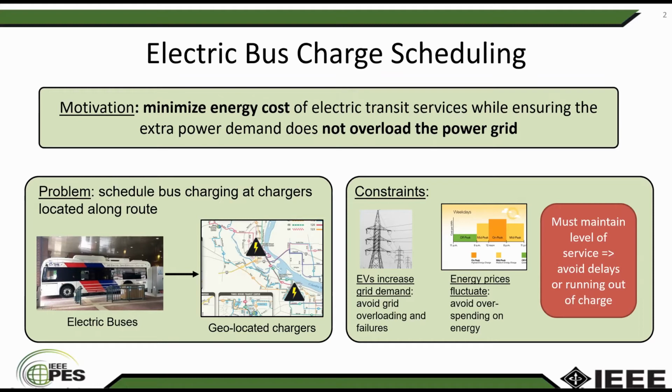EVs generally have a shorter range and a higher charging or refueling time when compared to traditional vehicles. EVs also increase the demand on the power grid when they recharge, so a charging schedule should avoid overloading the grid. Energy prices also fluctuate throughout the day, so you want to avoid overspending on energy by charging at inopportune times. These motivate us to create an electric bus charge scheduling policy that minimizes the energy cost of running the system while ensuring it doesn't overload the power grid.